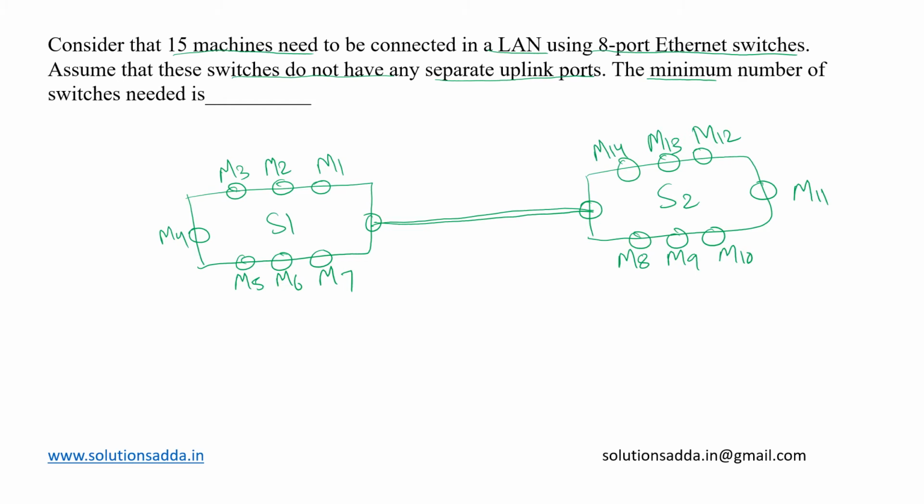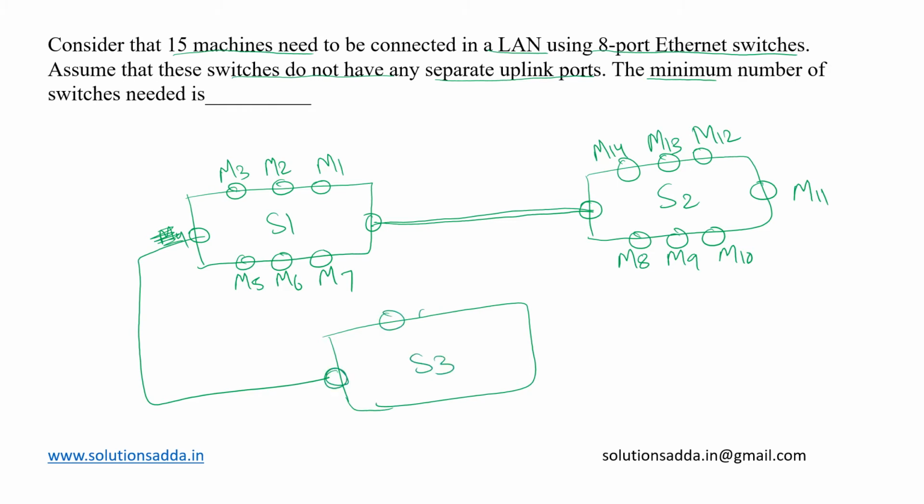But we had to connect 15 machines. So even 2 switches will not work. We will need to go for an additional switch. So let us remove this particular device from here, and let us use this port to connect it with another switch of the same type, calling it S3. One port would be used over here, and these are the remaining 7 ports.